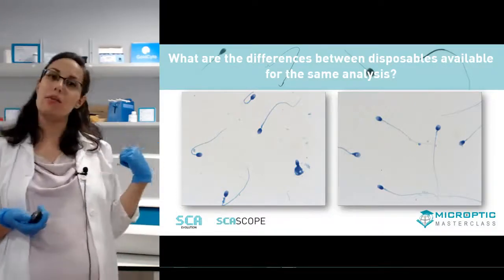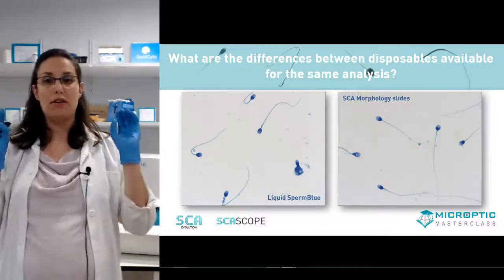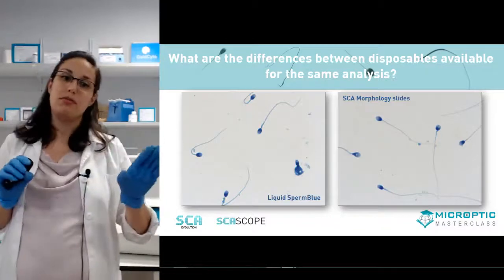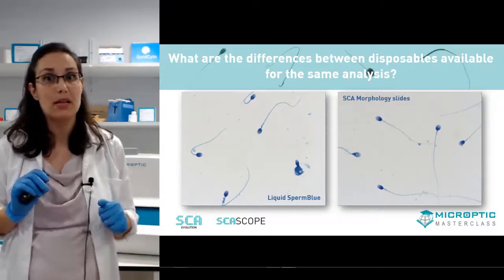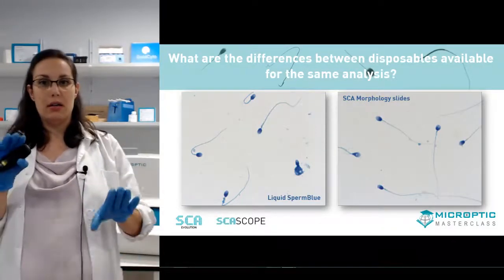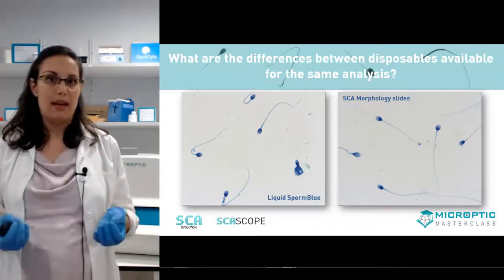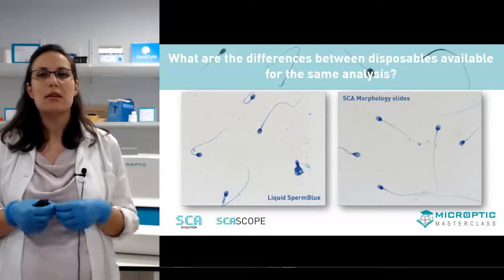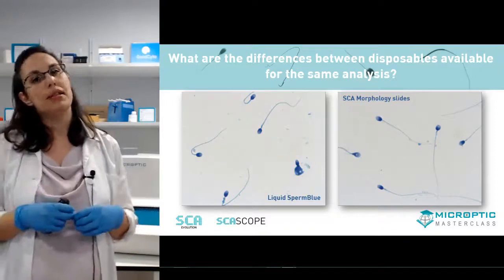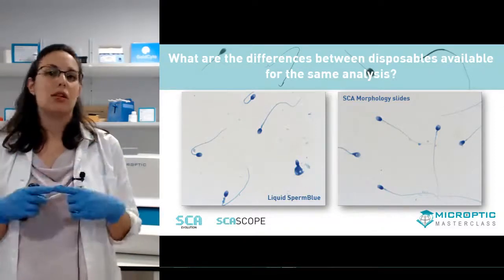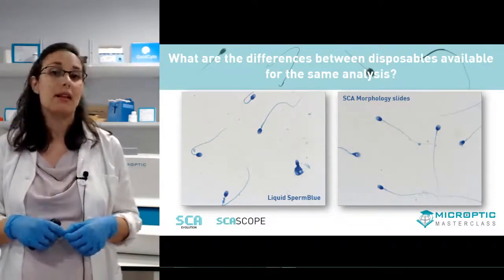Conversely, with this type of slides, here I have shown two pictures of the same preparation. One was performed with liquid sperm blue, the other by using these pre-stained slides. Okay, so here you can see that there are not so many differences between them, because the detail and the quality of the image are exactly similar between liquid and this pre-stained slide. This is something we need to take into account because so many slides don't provide the same accuracy or the same details as liquid solutions.